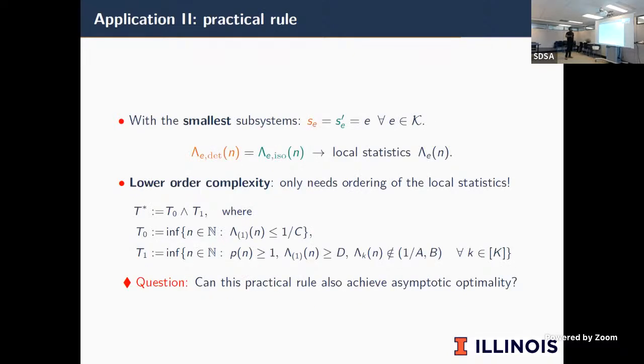The most natural thing that comes to your mind is the smallest subsystem. Choose the smallest subsystem. Let's say we have AC equals S prime E equals E. So we use the local data that was done in the previous literature. By the definition of these detection and isolation statistics, they both reduce to this local statistic lambda E, and we have the lower order complexity rule, which is this. You just need to find the maximum of the minimum of the likelihood ratios of the local statistics. Now we become more greedy: can this practical rule also achieve optimality under at least some setting?